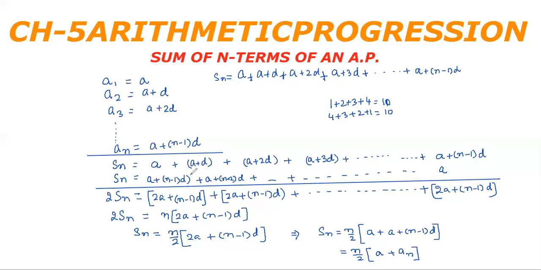So what will we do? We will write down first in this order and then we will reverse the order. Then also you will get Sn. Now if I write it in reverse order, the first term will become a plus (n minus 1)d. The second last term will be a plus (n minus 2)d. Similarly, when you reverse, the last term will become a. Getting it, children?